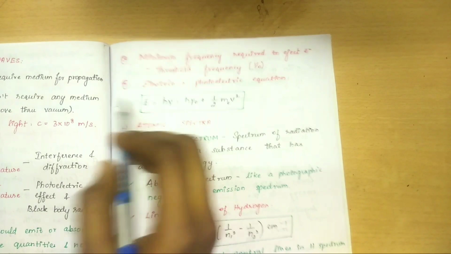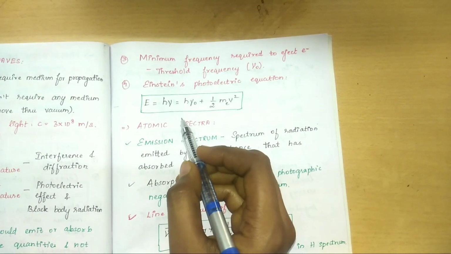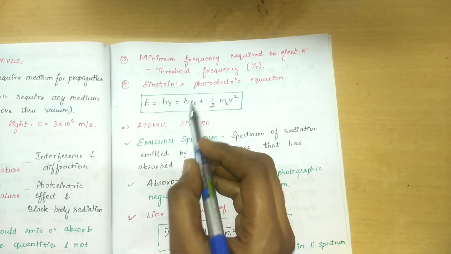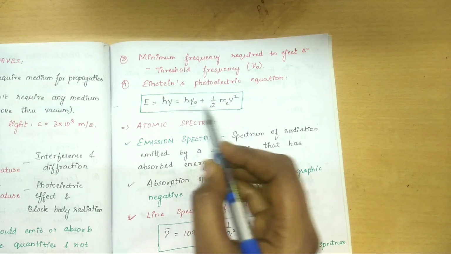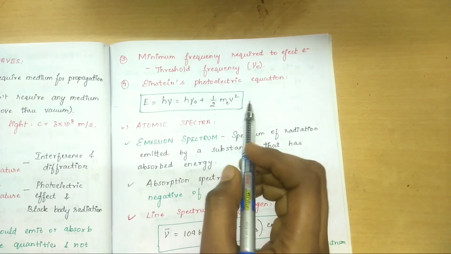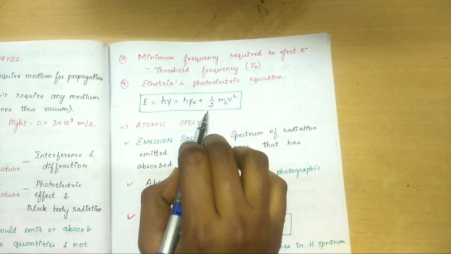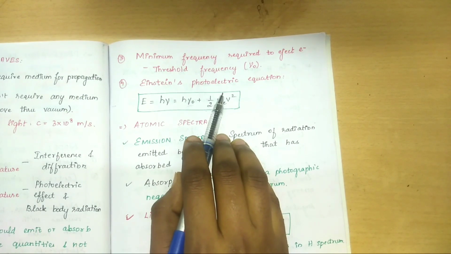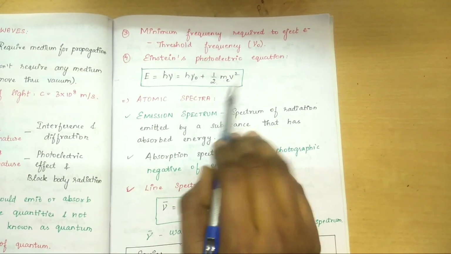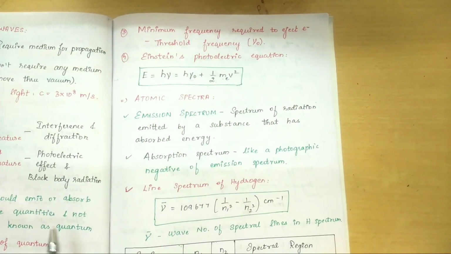Then Einstein's photoelectric equation is E equals h nu, which is the energy of the electromagnetic radiation, which is equal to the stopping potential. Here it is called h nu naught, the threshold frequency, and half me v square. What is me? It is the mass of the electron. V square means the velocity of the electron, and totally this term is the kinetic energy. This is Einstein's photoelectric equation. Based on this equation they ask many types of questions, and most of the questions are asked from this type of formula only.